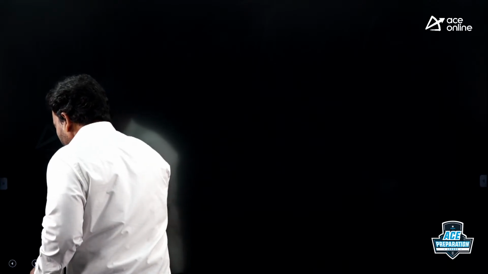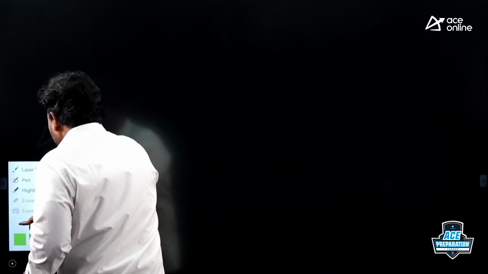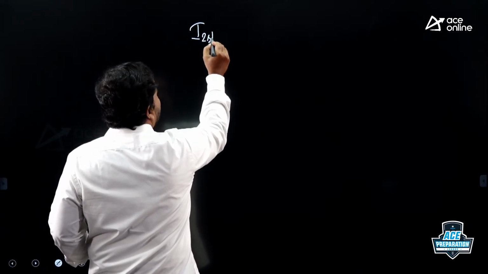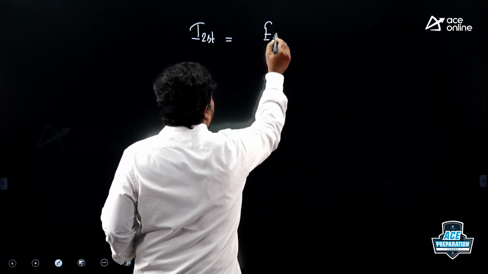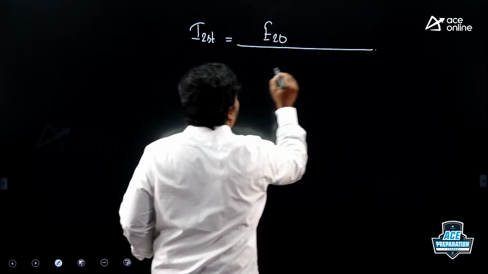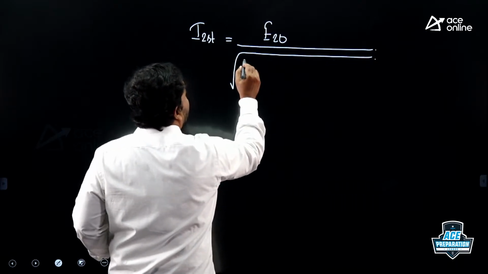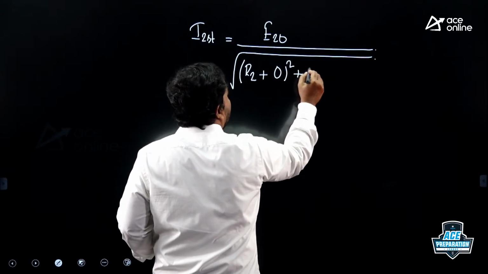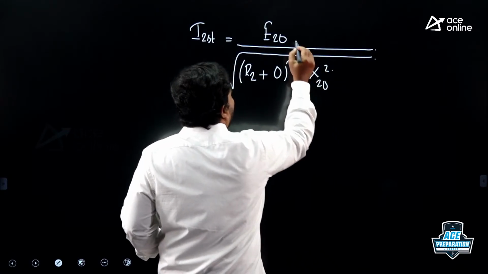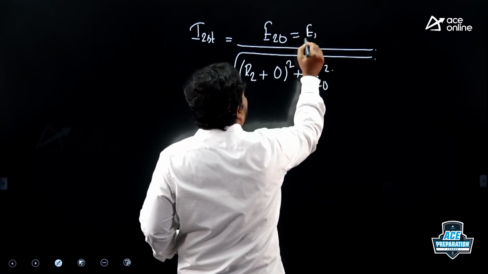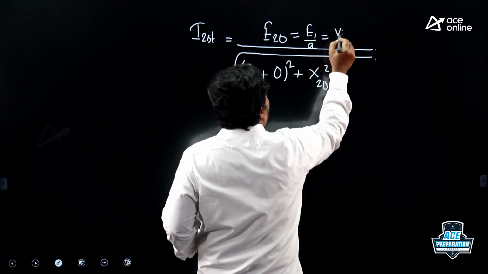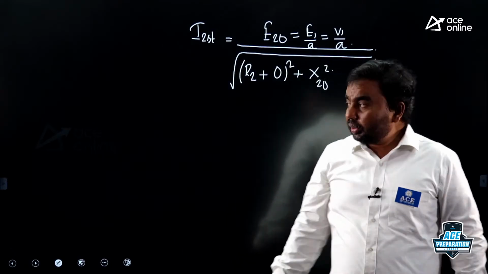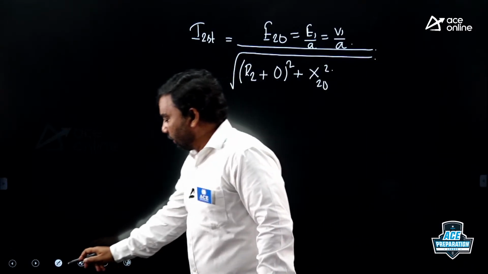So I'll take that equation once again. If you take the rotor current at starting, it is E2 naught by square root of (R2 plus 0) whole square plus X2 naught square. So here this is equal to E1 by A, and that is equal to V1 by A.